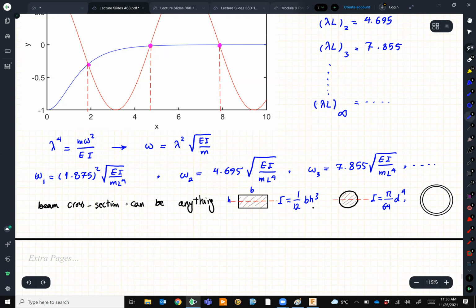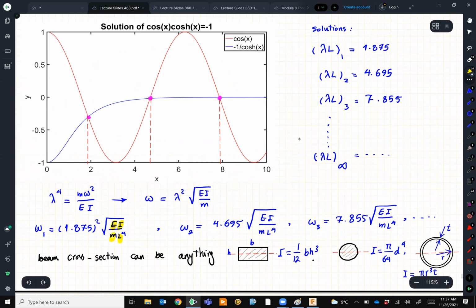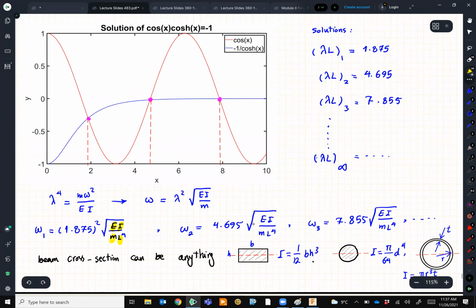All right, so if you happen to analyze a pipe, which let's say has the thickness t and the average radius R, then I for this is equal to pi R^3 t. So that is the second moment of inertia. It depends on the geometry of the beam and the material property. So this value can be different: the modulus of elasticity, I, m, and of course the length of the beam. So that's a constant. If I know that constant and we solved the lambda before, as you can see, we managed to find the natural frequency for this system.